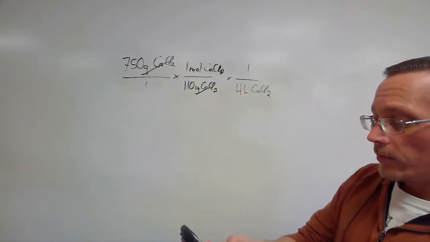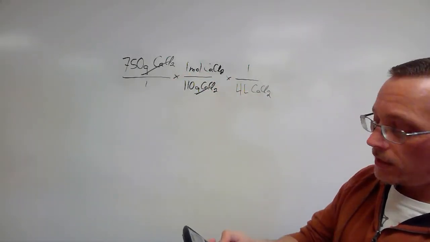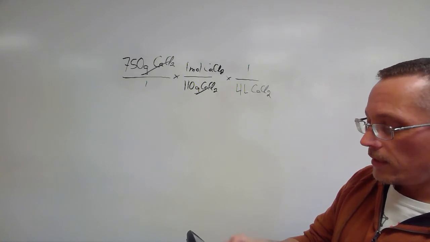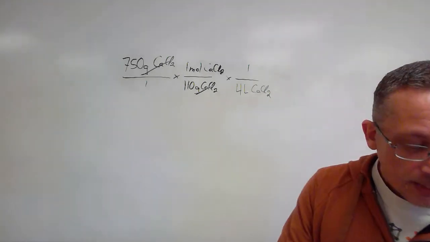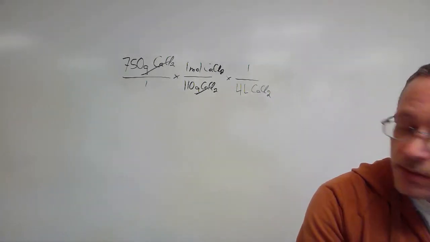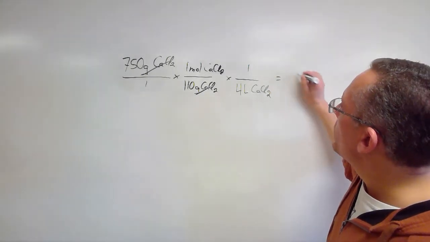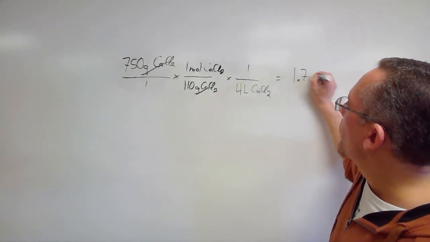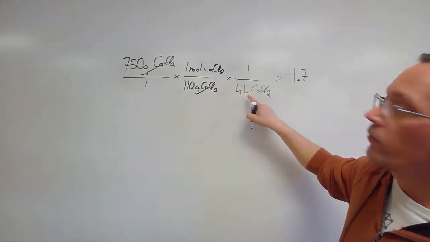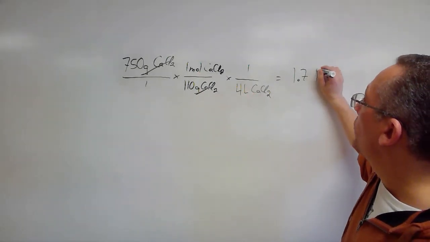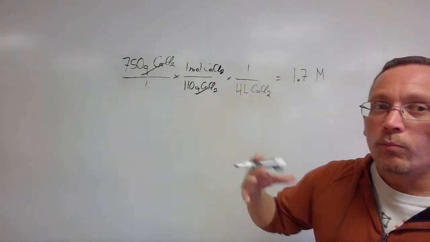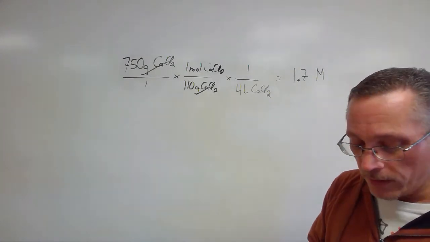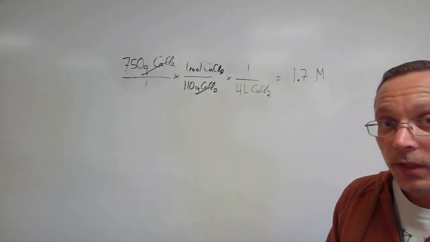Let's work out this problem. So we have 750 divided by 110 divided by 4, and there I get about 1.7. So it's 1.7, and moles over liters is that molarity. It's molar, so I'm going to write a capital M there to tell me that that is the molarity.